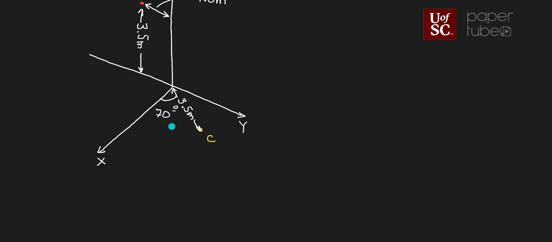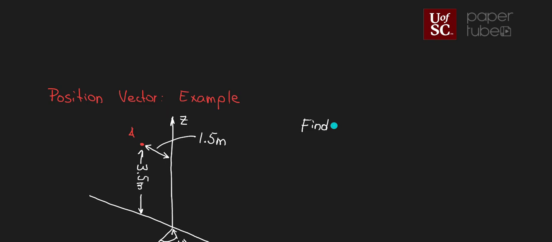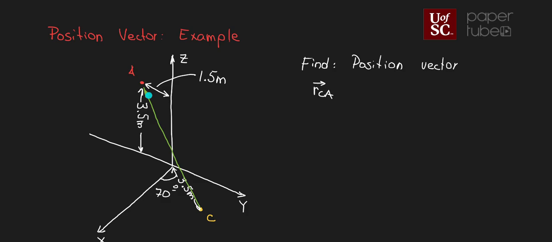Okay, so find the position vector RCA. Now CA means that is the position of A relative to C. Okay, so A is the head of the vector, C is going to be the tail of the vector. So let me see if I can use a green in here. Let me see if I can do this line. The easiest thing to do, try my best. There you go. So that is the position vector that we're looking for, right? This is the position vector RCA. RAC will be the other way around. What I mean by that is the head of the vector will be at C instead of at A.